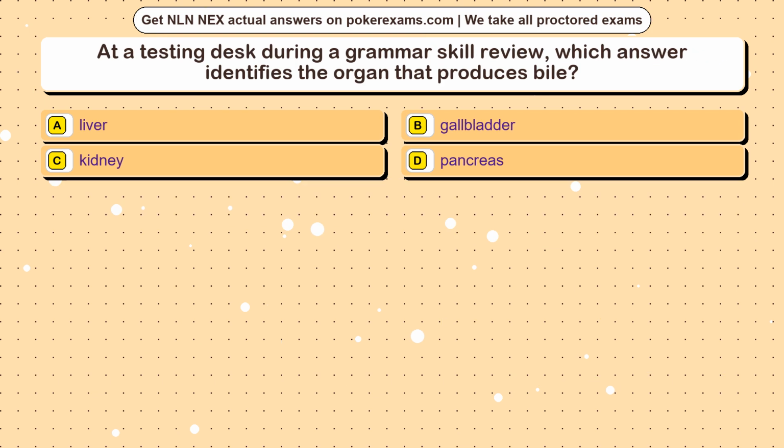Question 23. At a testing desk during a grammar skill review, which answer identifies the organ that produces bile? Option A, liver. Option B, gallbladder. Option C, kidney. Option D, pancreas.